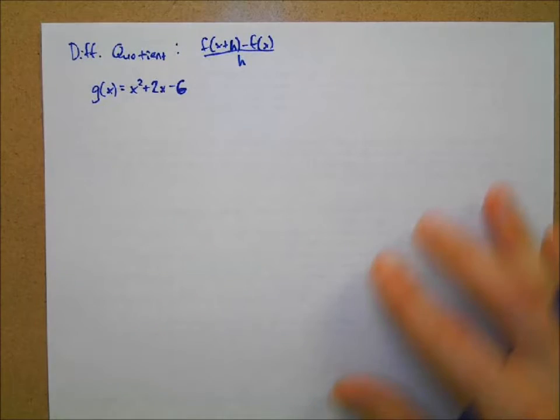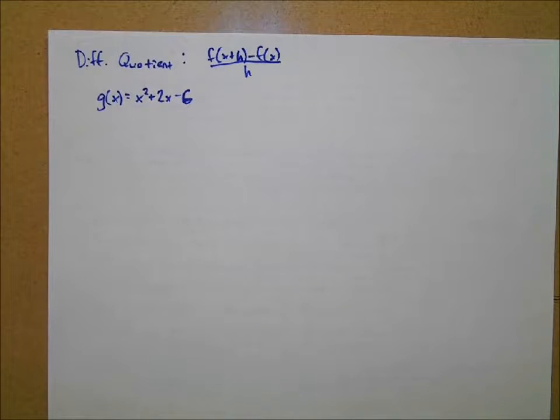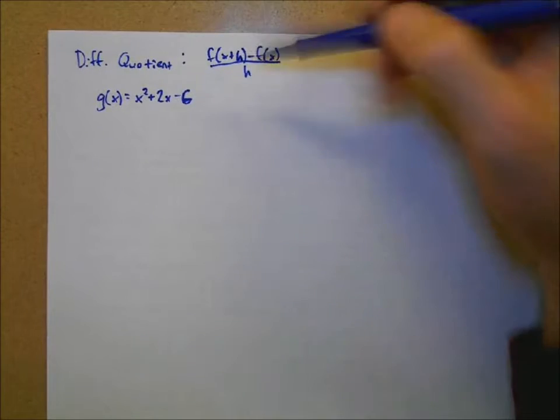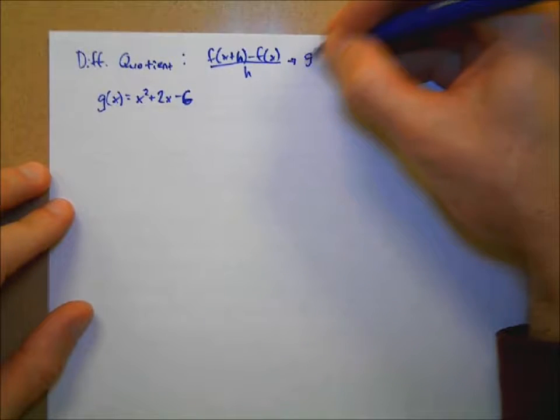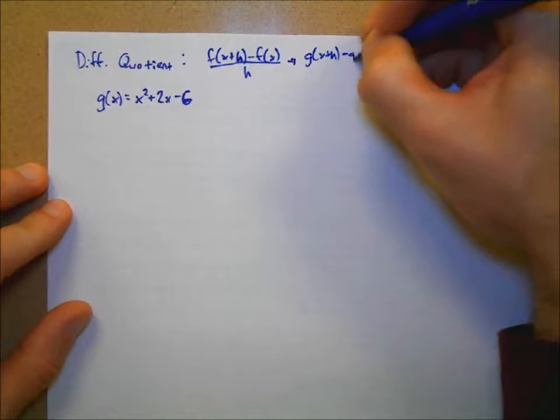No, it's true. All right, so let's do one more difference quotient here, but let's make it a little more complex, because why not? That was too easy. Take a look here at the function g of x equals x squared plus 2x minus 6. Now we're going to apply the difference quotient to it. I know it says f of x plus h, but you can just as easily say g of x plus h minus g of x all over h.